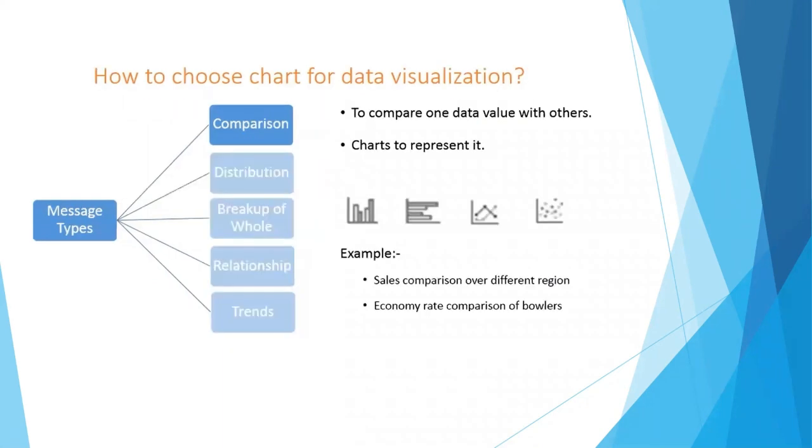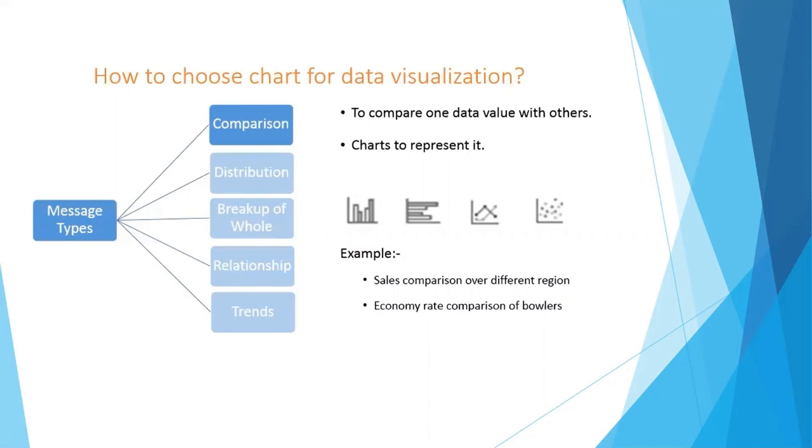So if you are working with comparison, normally we have this type of chart available: the bar or clustered column chart, line chart, and then there is a scatter chart. These charts are used for comparison in different scenarios.